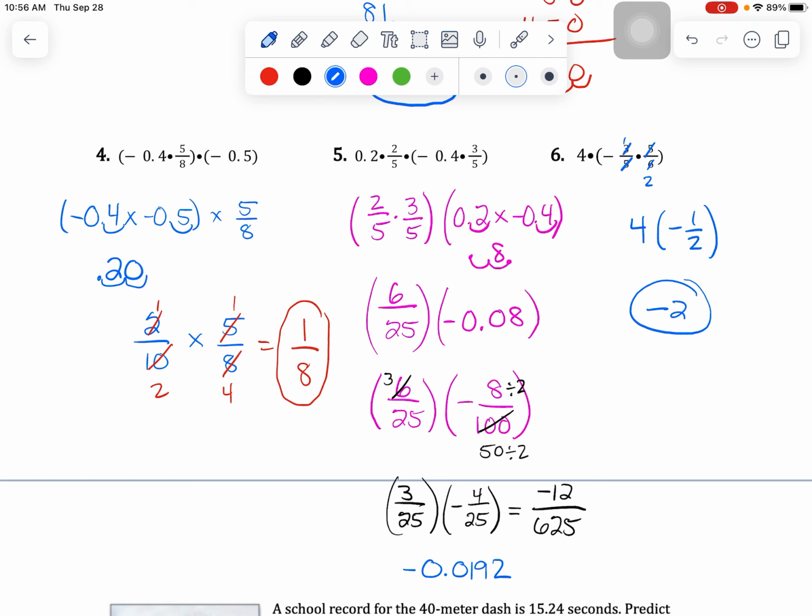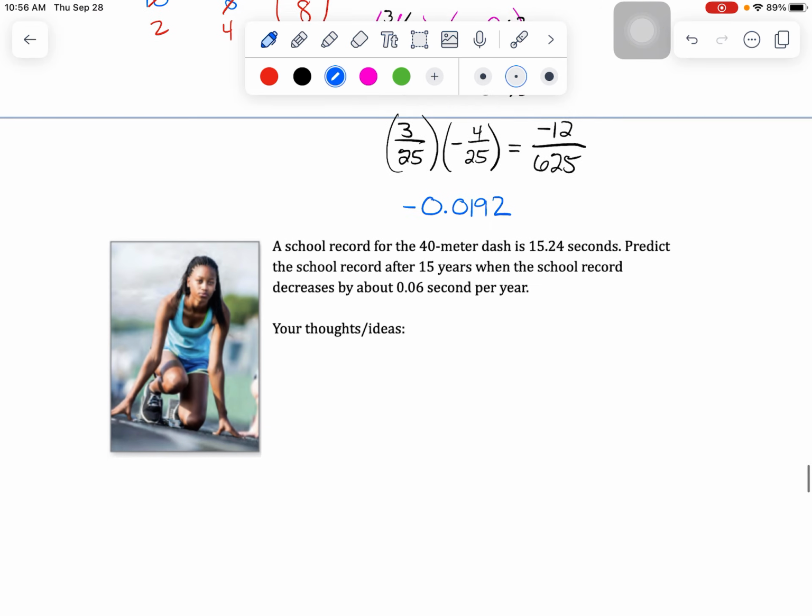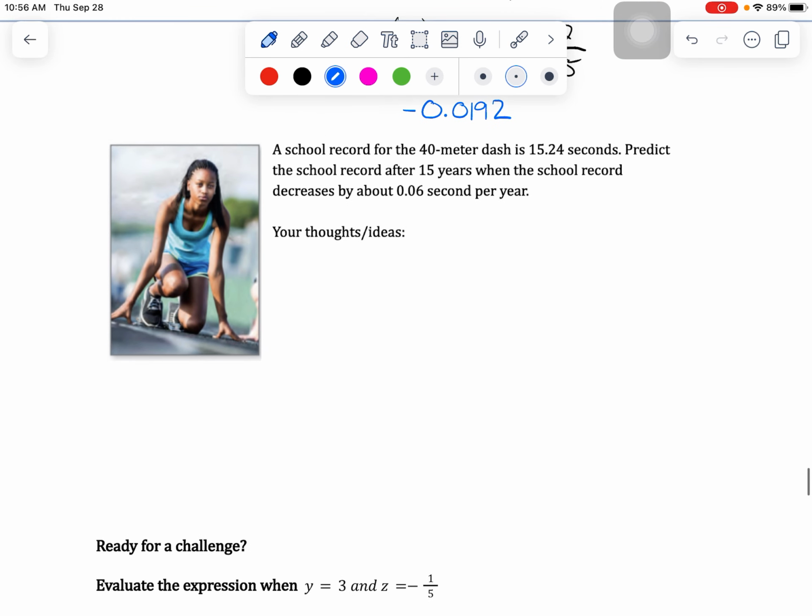All right, hope you guys did well on those. If not, make sure you fix your answers. And then go ahead and flip to that last page. Okay, the last page, we have a word problem. All right, in our word problem, it said a school record for the 40-meter dash is 15.24 seconds. Predict the school record after 15 years when the school record decreases by about 0.06 seconds per year. What are your thoughts and ideas?